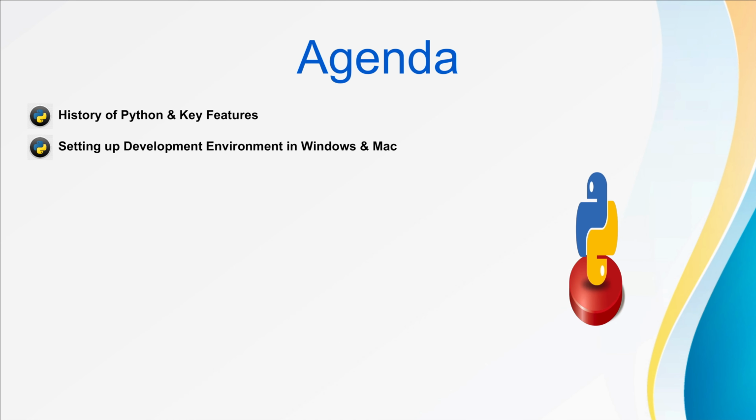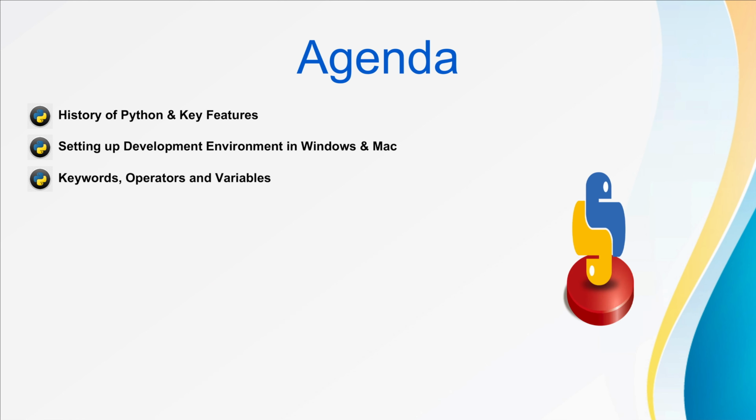Then we move on to setting up our development environment on both Windows and Mac machines. Then we will write our first Python program in IDLE, which comes along with the Python software, and also we'll write our first program using the PyCharm IDE. It's a third-party IDE used for Python programming and development, and we'll learn how to execute each and every program.